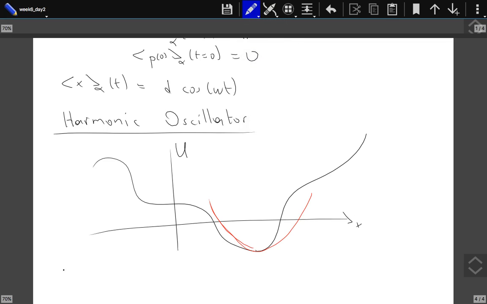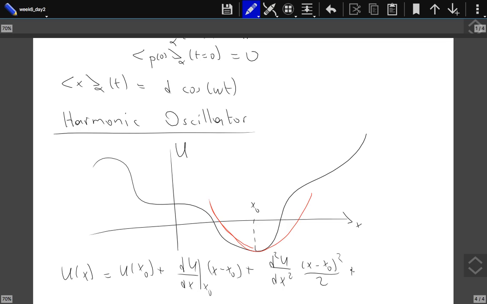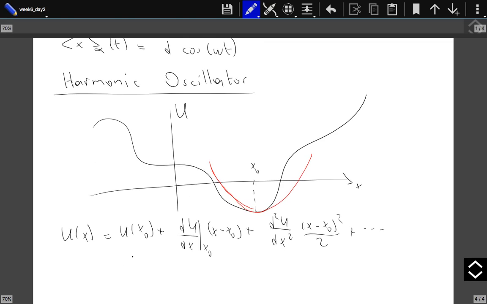So let's say this is some coordinate x. U of x around that minimum point will be U of x0 plus dU/dx evaluated at x0 times (x minus x0) plus d squared U/dx squared times (x minus x0) squared over 2, plus etc. Well, this first term is just a constant, which we can just choose to be 0.